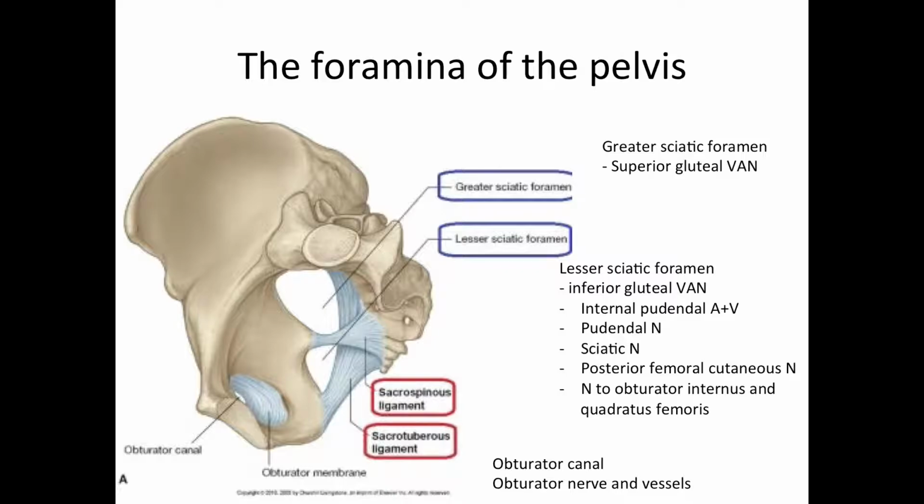This contains a lot more: the inferior gluteal vein, artery, and nerve, the internal pudendal artery and vein, the pudendal nerve, the sciatic nerve, the posterior femoral cutaneous nerve, and the nerve to the obturator internus and quadratus femoris. Sciatica stems from the Greek word ischiaticus, which means pain in the hips, and this refers to the sciatic nerve that runs through the lesser sciatic foramen. The obturator foramen is the final foramen and is surrounded by the rami of the ischium and pubis, and it contains the obturator nerve and vessels.